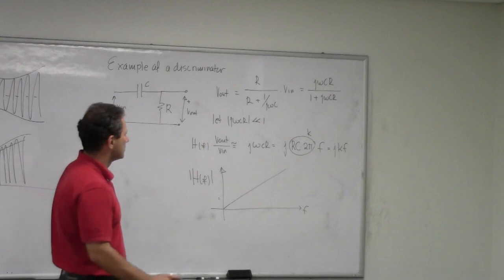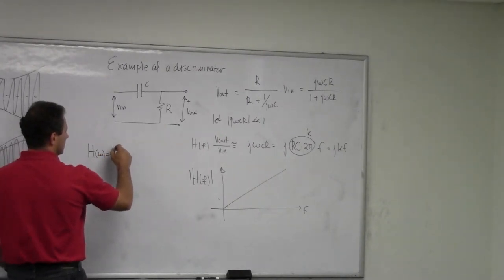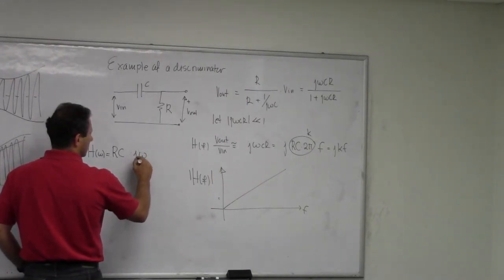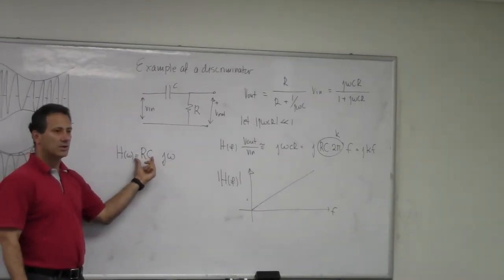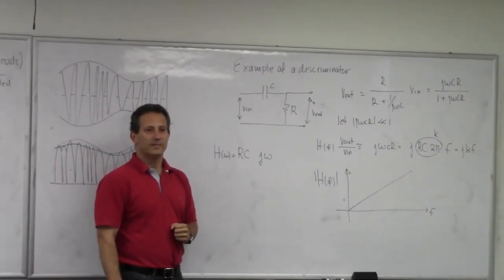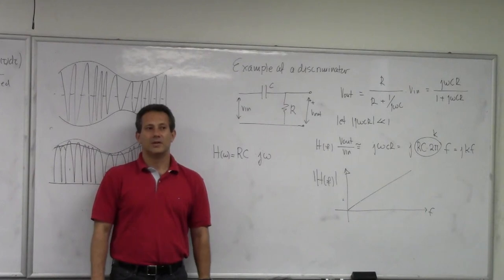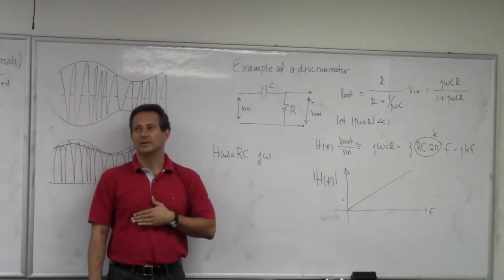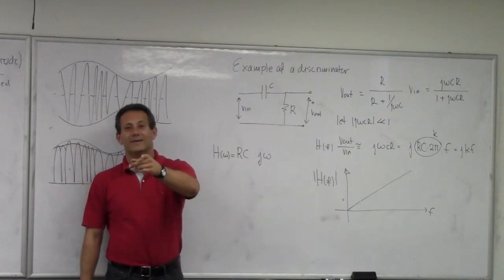Now, let me ask you this. If I look at this filter differently, filter H of omega is going to be RC, that's some constant, times j omega. Now, this filter multiplies the signal with j omega and then scales it with some constant. If I multiply by j omega in a frequency domain, what is it that I'm doing in time domain?